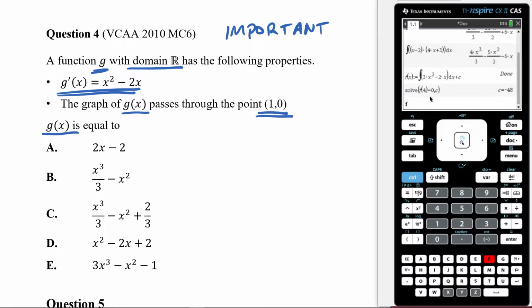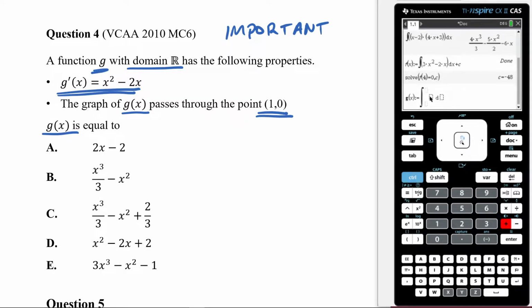I'm going to define g of x. Oh, sorry. You don't want to be like me. You first want to integrate that. All right, so we go x squared minus 2x, x, plus c. Then menu 3-1. You want to go g of 1 is equal to 0, comma c.